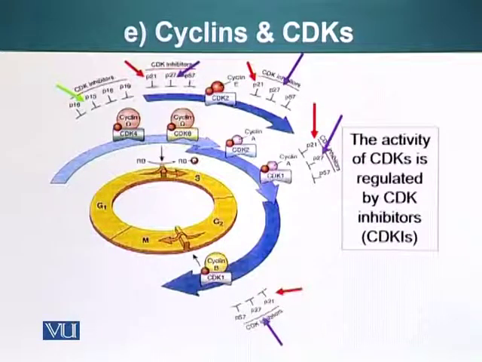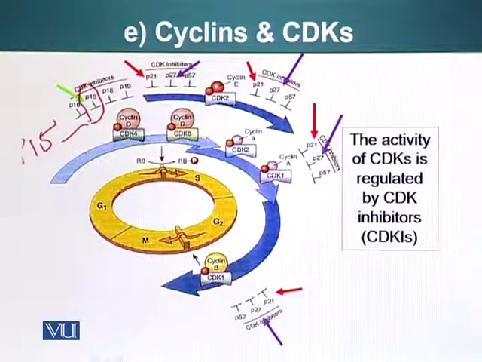Cyclins are also regulated by specific proteins which inhibit their function. Here I'm going to highlight three important proteins. We are going to talk about these proteins later on. However, I would like to mention one of these proteins is P15 right here, which I have marked with the green arrow. P15 can inhibit the function of cyclin D and CDK4.